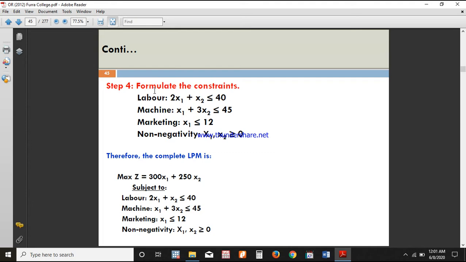The last step is to formulate the constraints. There are three constraints: labor, machine, and marketing. This is the completed LPM model, which is formulated based on the case.